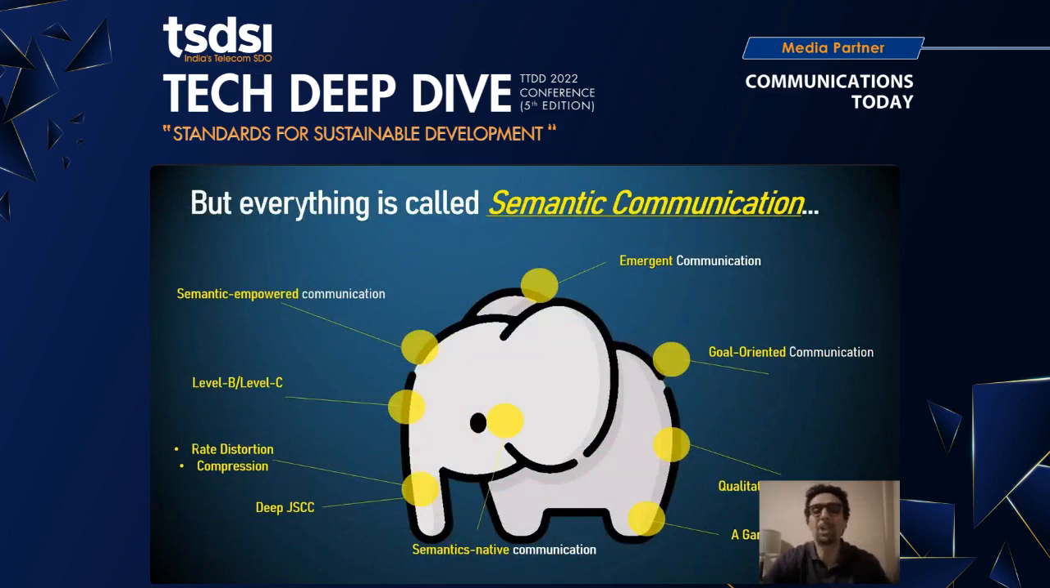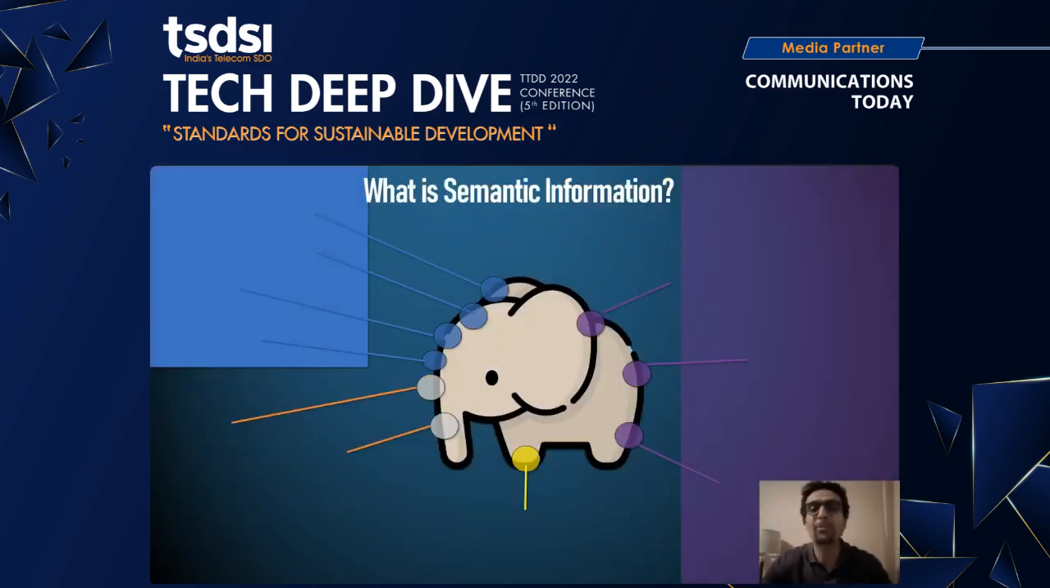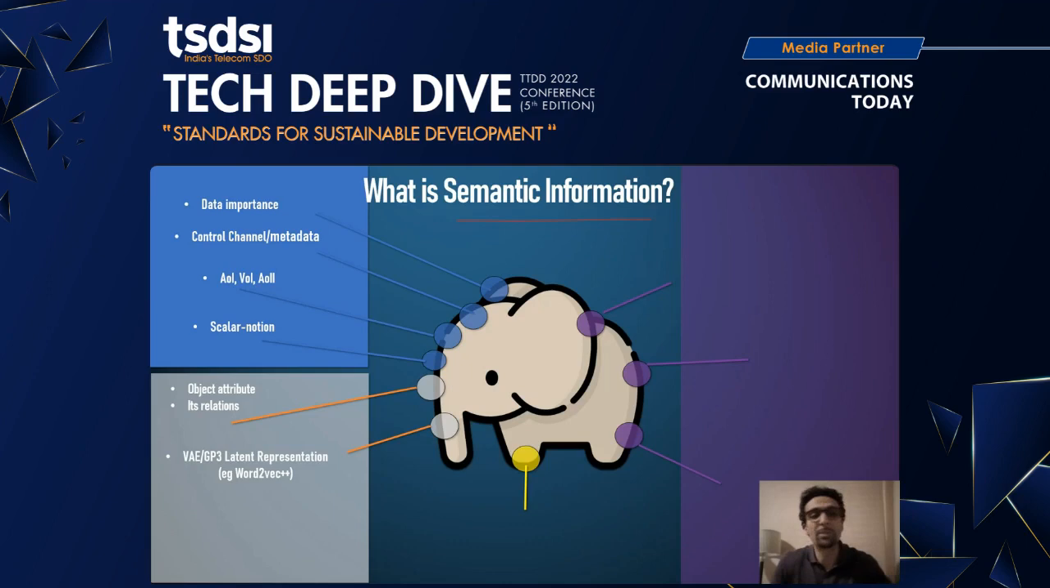Also, semantic communication has different definitions: rate distortion, compression, goal-oriented communication. There's a lot of confusion right now in the literature, which means that it means different things to different people. Semantic information also is ill-defined. For some people, it means just the importance of data, just filtering out some data. For some people, it means taking a VAE type of machine learning algorithm and just extracting the latent representation as semantic information. Also, there is the notion of information which is referred to as the presheaf of Galois group.